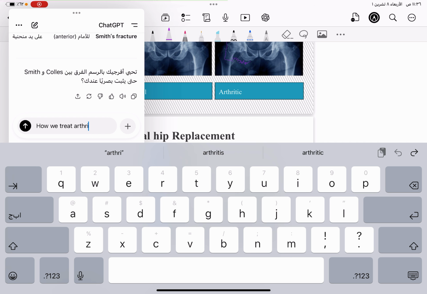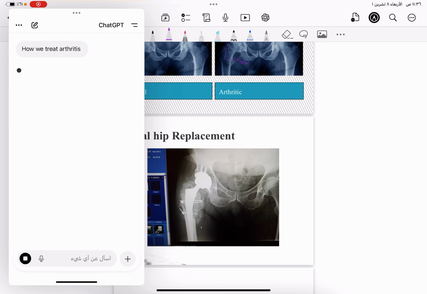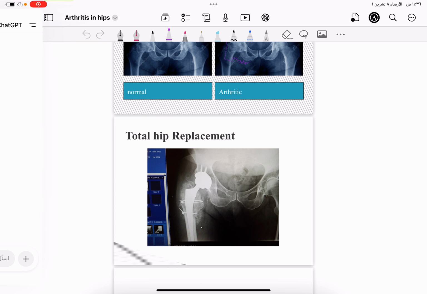How are you going to treat headache? How are you going to treat anything? Somebody asked how to treat anything.